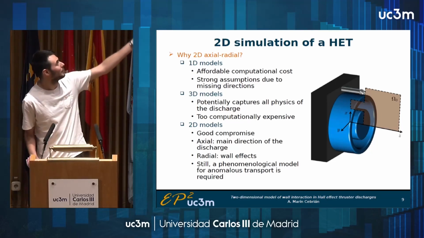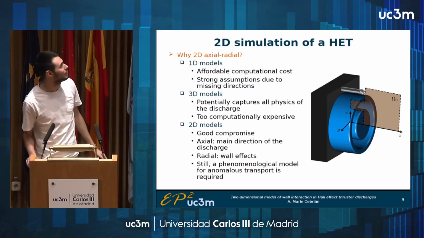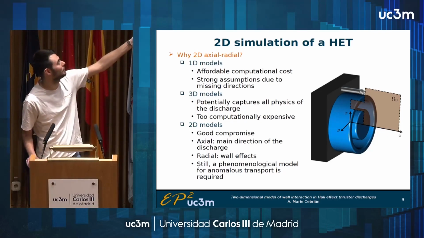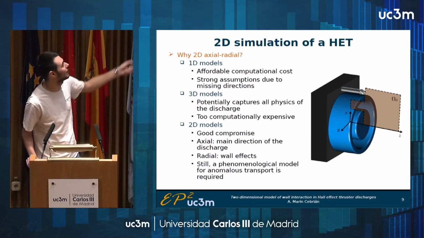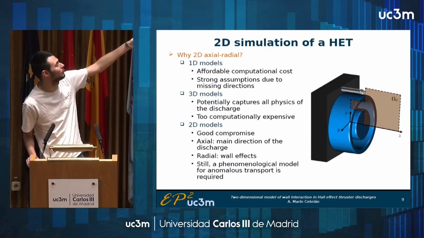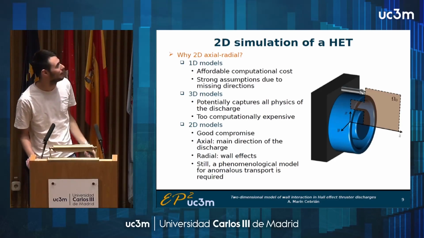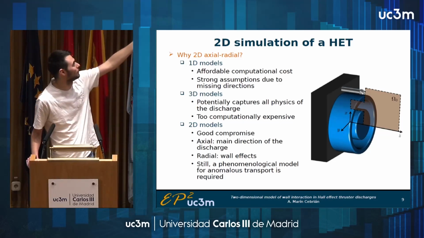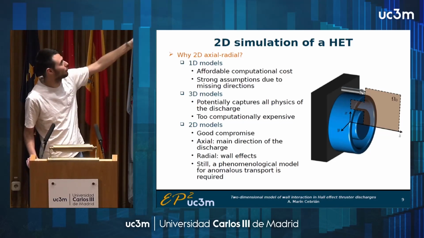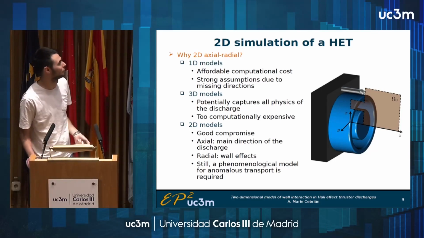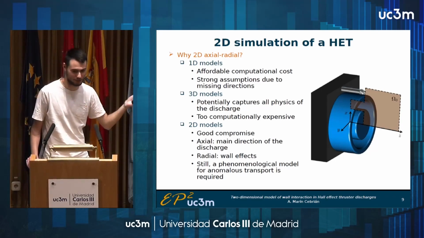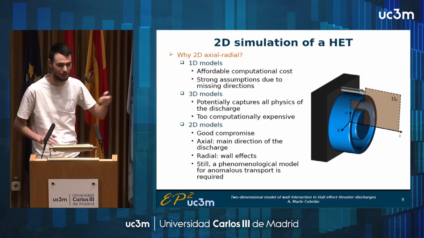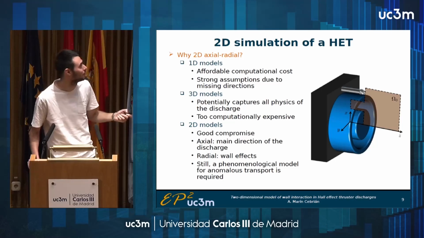So the first thing I want to mention is why we do 2D axial-radial simulations and we don't do other things. We could have gone to 1D models because these are affordable, but you have to make strong assumptions in order to compensate for the 2 missing directions. So this is probably not good enough. Then you can also go to 3D models and solve everything. This potentially captures all the physics of the discharge, but the problem is that they are too computationally expensive, even with the acceleration techniques that I have mentioned before.